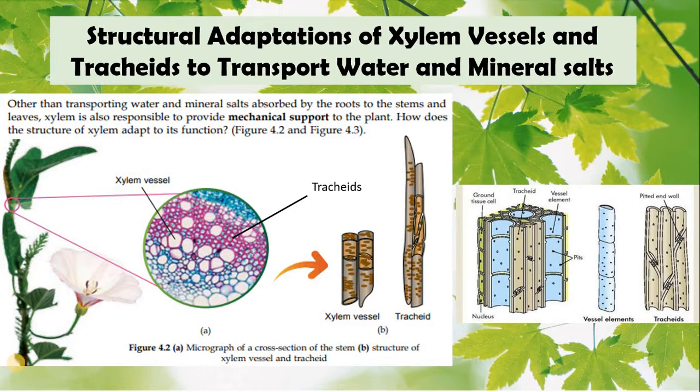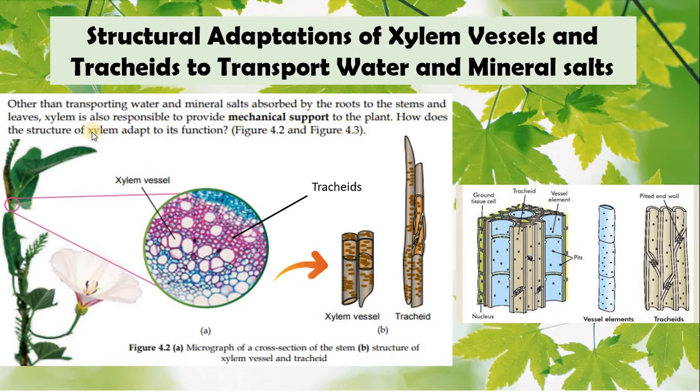Next we move to the structural adaptation of xylem vessels and tracheids to transport water and mineral salts. Xylem vessels and tracheids are the structures of the xylem. Other than transporting water and mineral salts absorbed by the roots to the stem and leaf, xylem is also responsible for providing mechanical support to the plant.